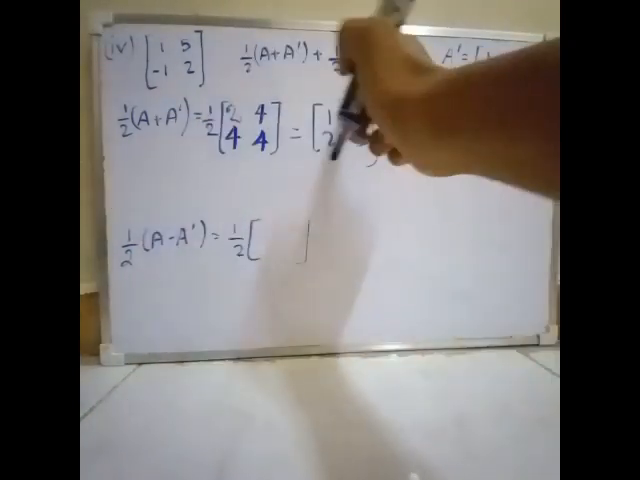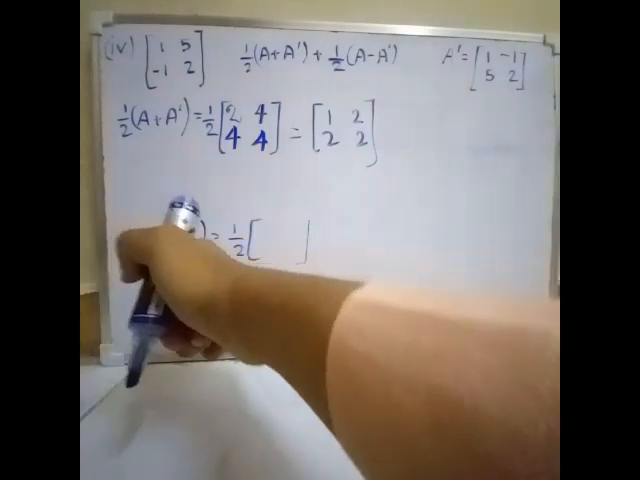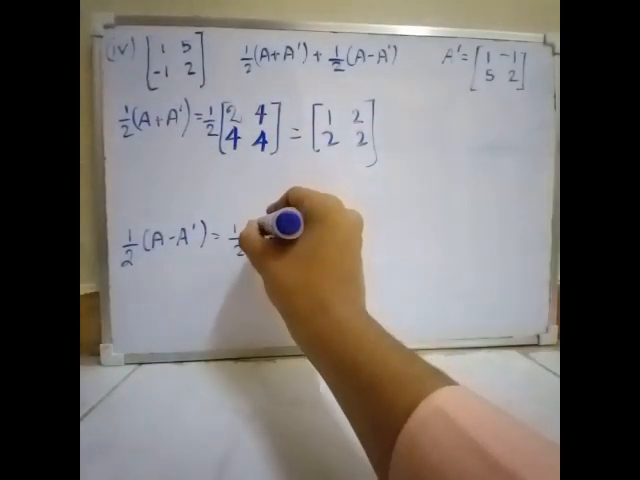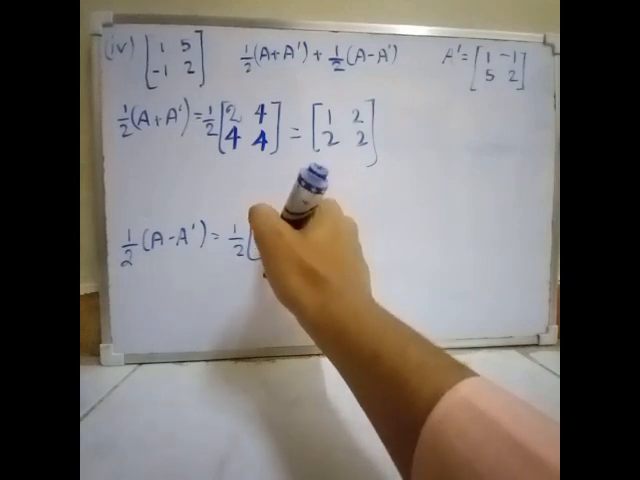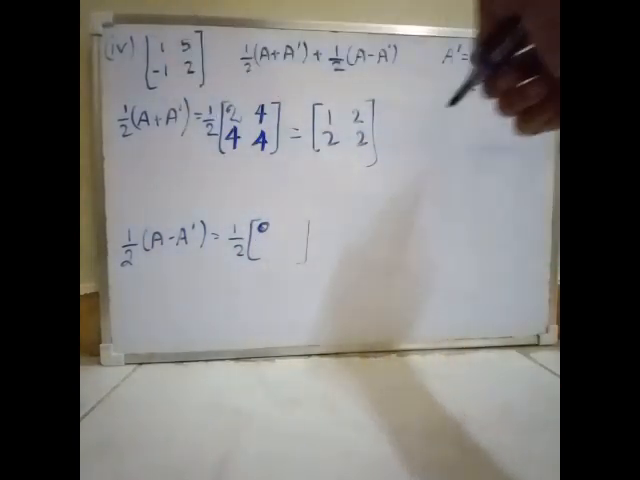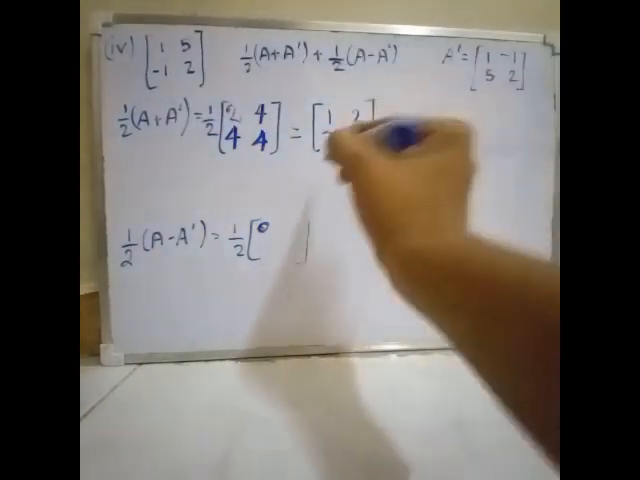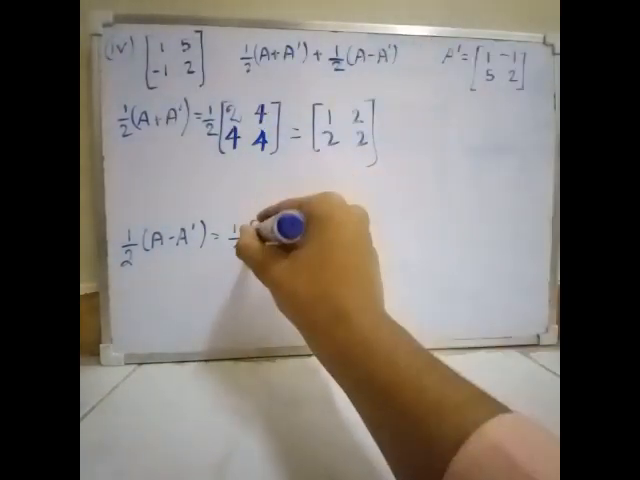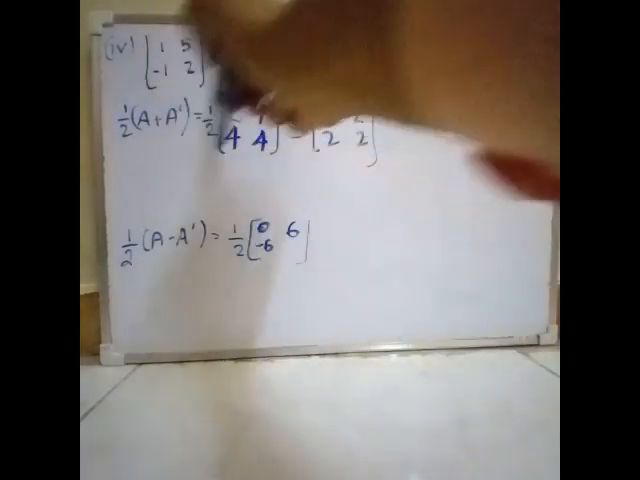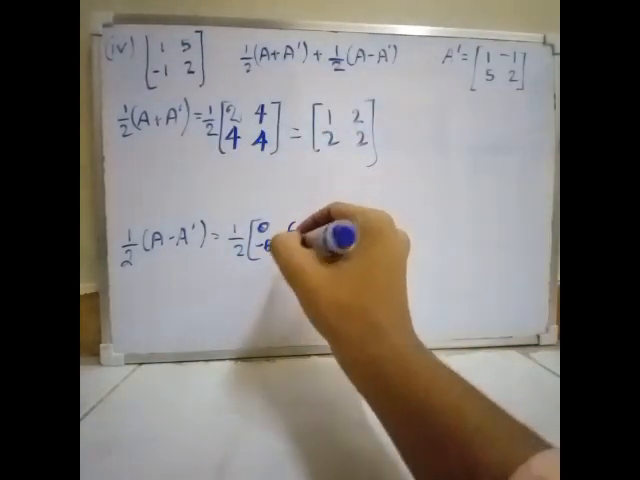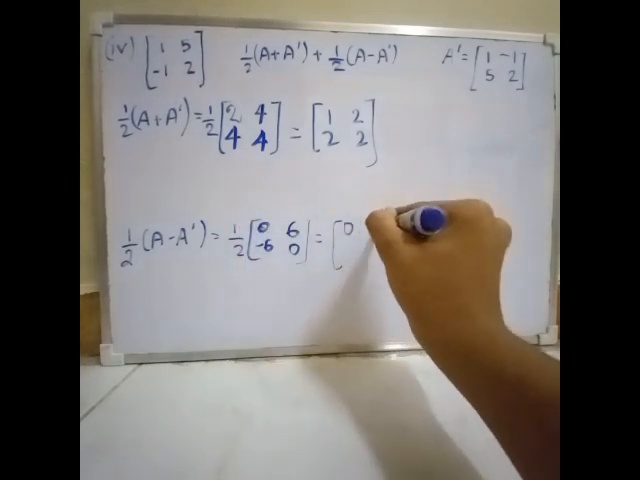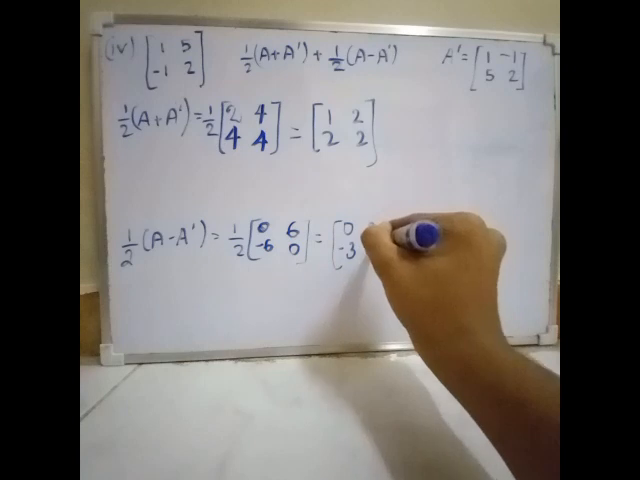So now let's do the second part. Half A minus A dash. So 1 minus 1 would be 0. Let's do the bracket inside first. 5 minus 1 would be 5 plus 1, so 6. Then minus 1 minus 5 would be minus 6, and 2 minus 2 would be 0, right? Now let's take half of this, so it would be 0, 3, minus 3, and 0.